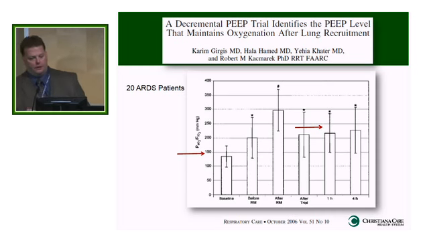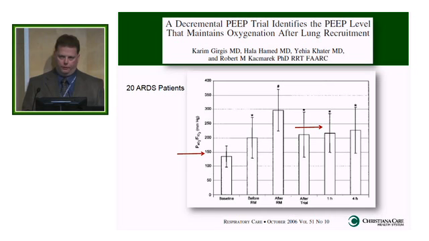And that's one of the key things: if you do a recruitment maneuver and you don't change the PEEP afterwards, or you do something to oxygenate the patient, and then you don't change something to keep them recruited, that's one of the things that would probably not be so good to do. If you're going to try and recruit them, you also want to try and keep them recruited. So in this case, a decremental PEEP trial after a recruitment maneuver really helped to keep the oxygenation level maintained out to at least 4 hours.